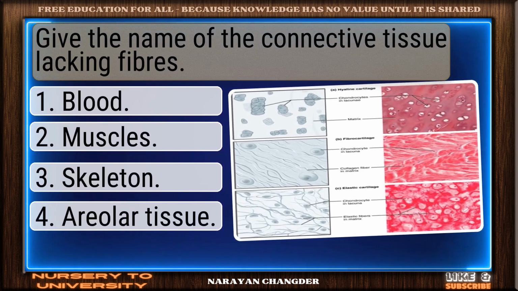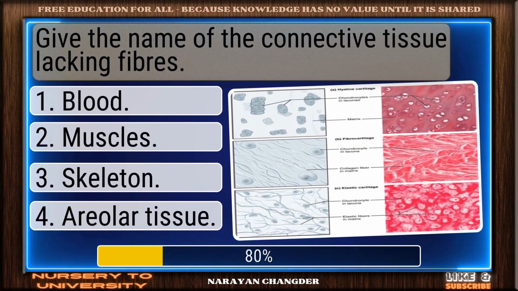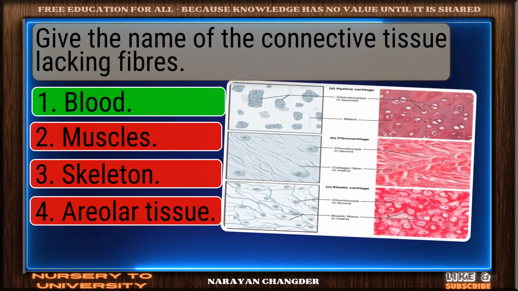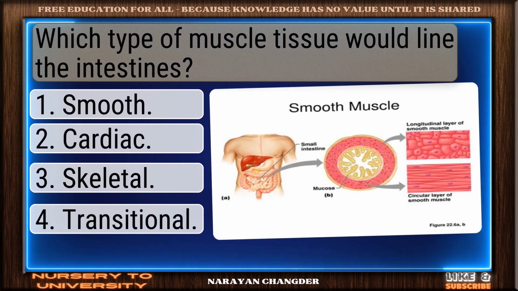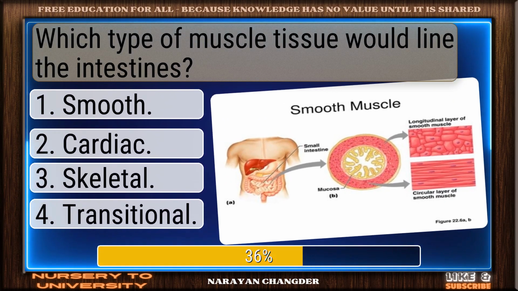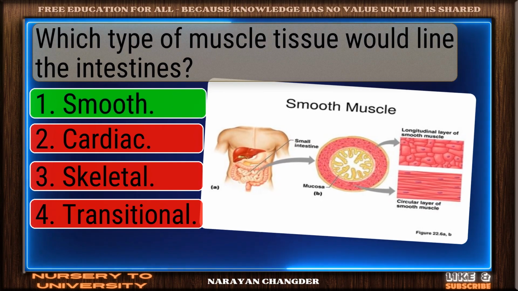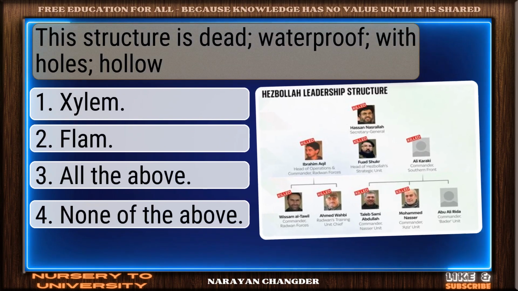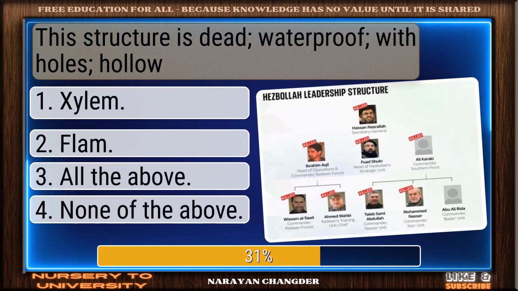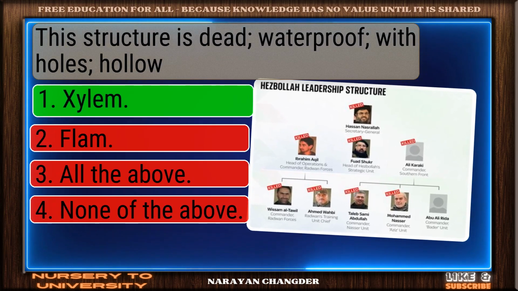Question number 57. Give the name of the connective tissue lacking fibers. Correct response. Blood is the most accurate answer. Question number 58. Which type of muscle tissue would line the intestines? Well reasoned. Smooth is the correct choice. Question number 59. This structure is dead, waterproof, with holes, hollow. Great job. Xylem is the accurate answer.